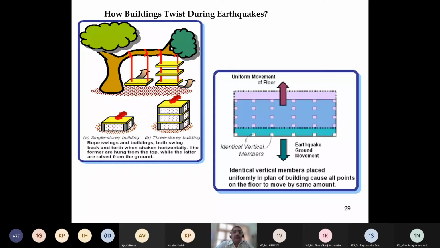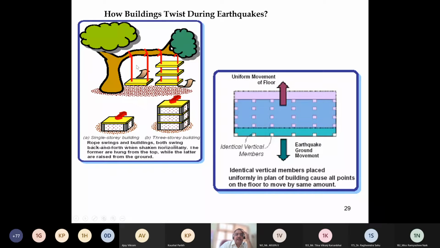Then this shows how buildings twist during earthquakes. This is taken from Earthquake Tips, IIT Kanpur. Rope swings and buildings both swing back and forth when shaken horizontally. The former are hung from the top. You can see swings are hung from the top, while the latter are raised from the ground. So like a single-story building, three-story building.